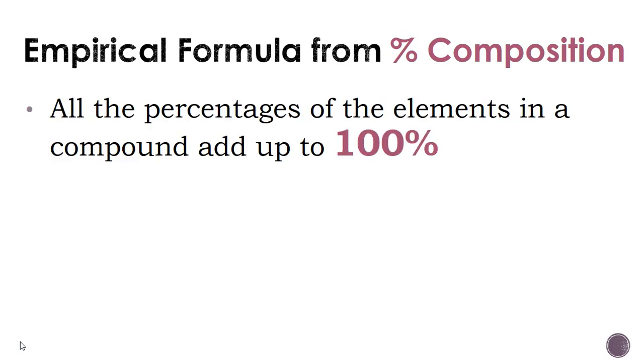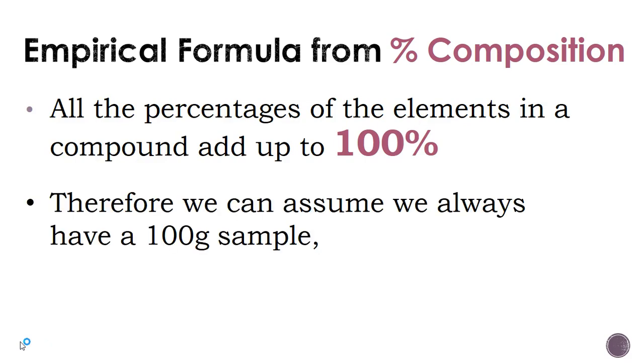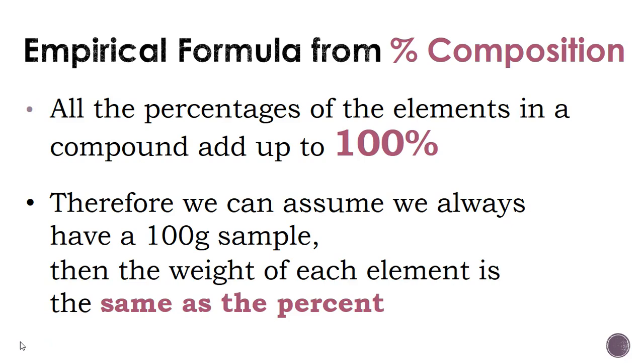Lastly, another thing to remember is that when we're calculating our empirical formula from a percent composition, all percentages of an element in a compound always add up to 100. Therefore, we can assume that we always have a 100-gram sample, and then we can just use the weight of each element, and it's going to be the same as the actual percentage. And I'll show you what that actually means.